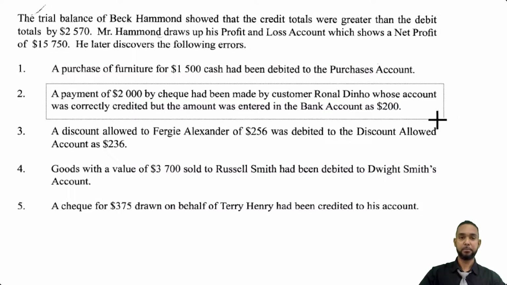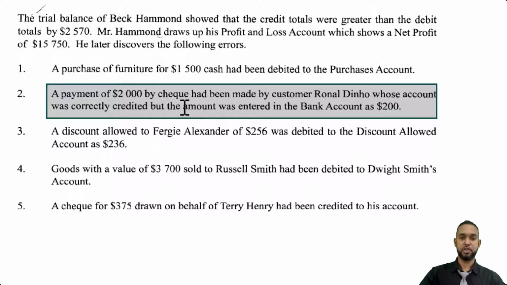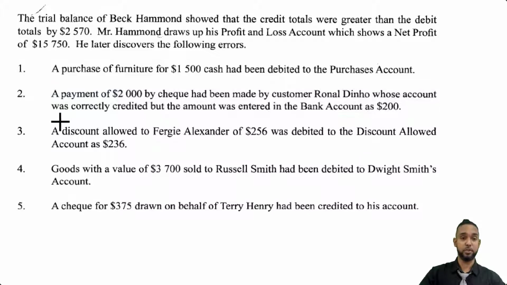Okay, the next error is a payment of $2,000 by check had been made by customer Ronaldinho, whose account was correctly credited, but the amount was entered in the bank account as $200. Okay, so that's a one-sided error where the debit entry and credit entry are not equal. So we're going to need a suspense account for that for sure.